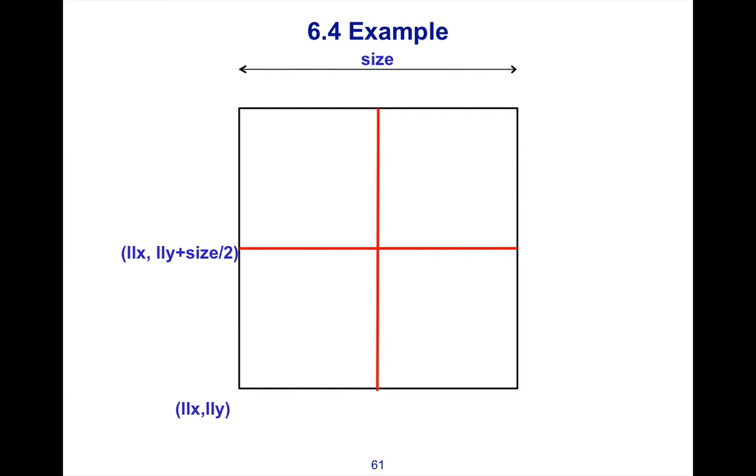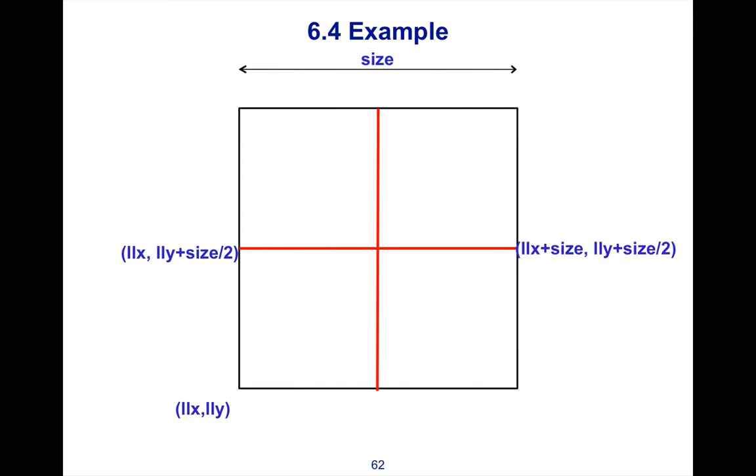So the point along the left edge that's halfway up is exactly the lower left-hand corner, but with the y-coordinate increased by size over 2. So size plus y would be all the way to the top of the square. y plus size over 2 is halfway up, and so the point x, y plus size over 2 is the label coordinate for the middle of the left side.